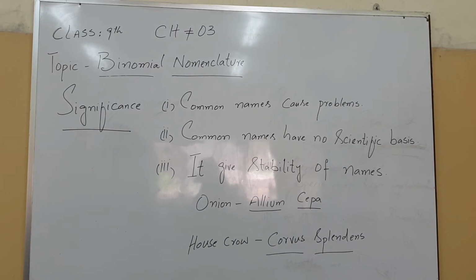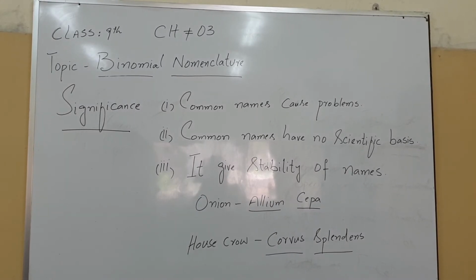Like some invertebrates, silverfish, jellyfish, crayfish, but they are not fishes. As their names mention, fish comes in their name, but they are not included in the category of fishes, they are invertebrates. So the common name has no scientific basis. Maybe they suggest a special group, but that is not suitable to that organism.